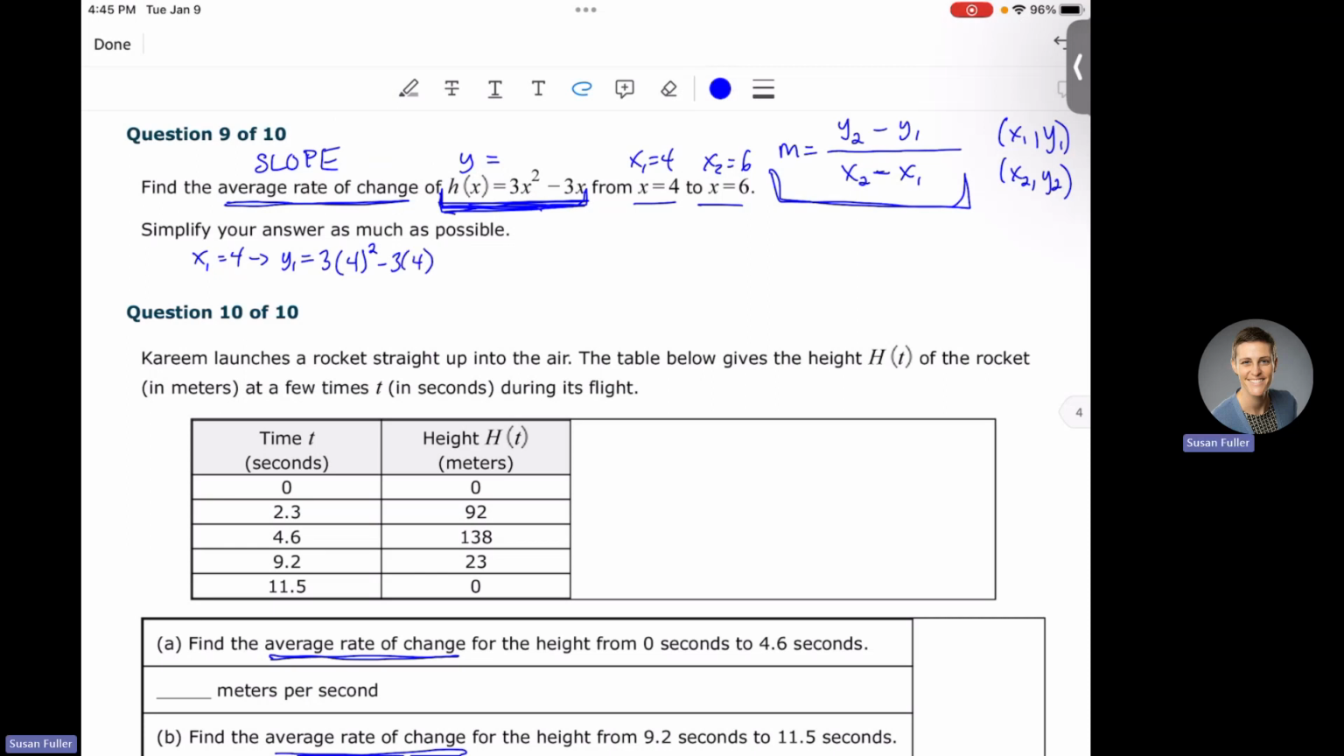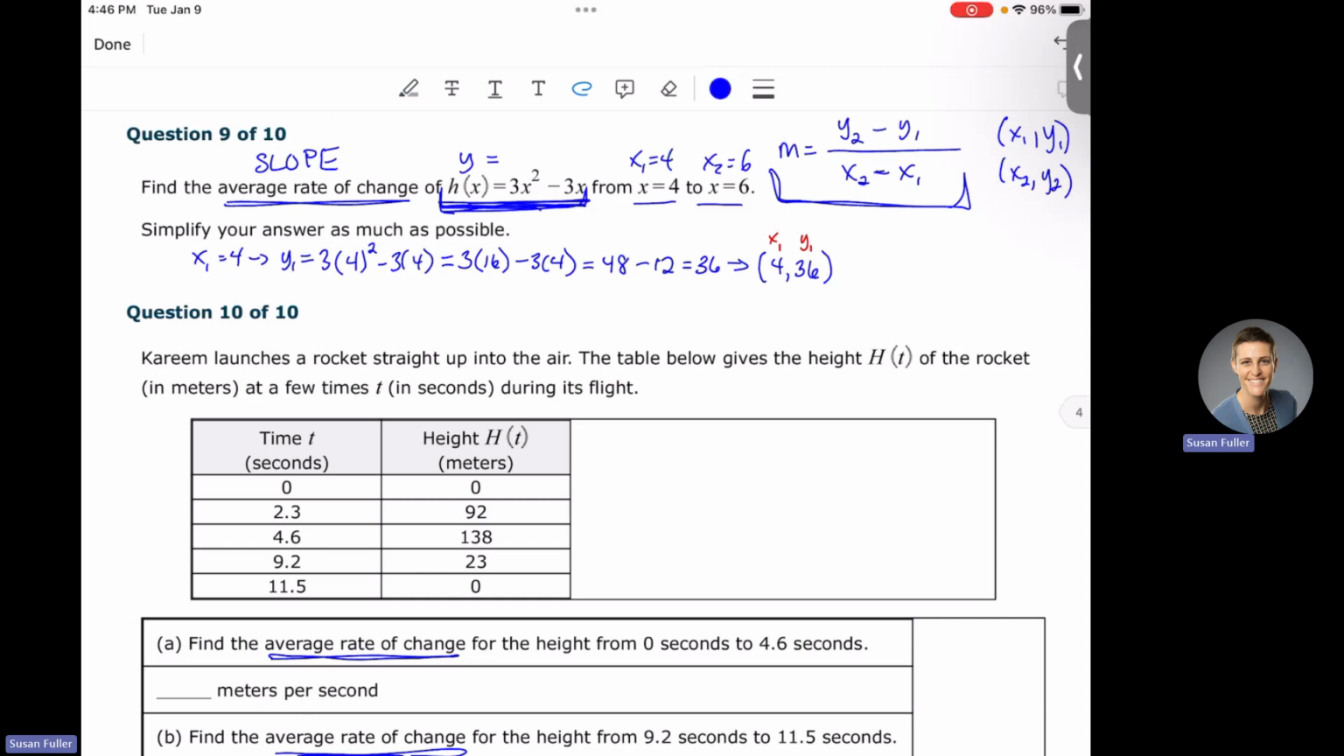Now we just have to do the arithmetic. I'm going to start with the exponent here. 4 squared is 4 times 4. That's 16 minus 3 times 4. Now I can do these multiplications from left to right. 3 times 16 is 48. Minus 3 times 4 here is 12. Now I can subtract. 48 minus 12 is 36. That means the ordered pair x1, y1 is (4, 36). And I'm just going to mark that as x1, y1.